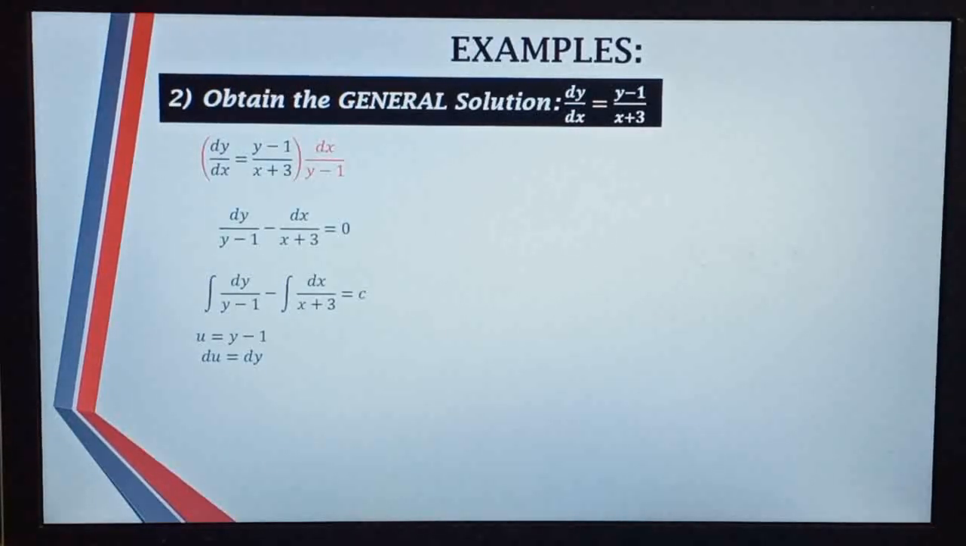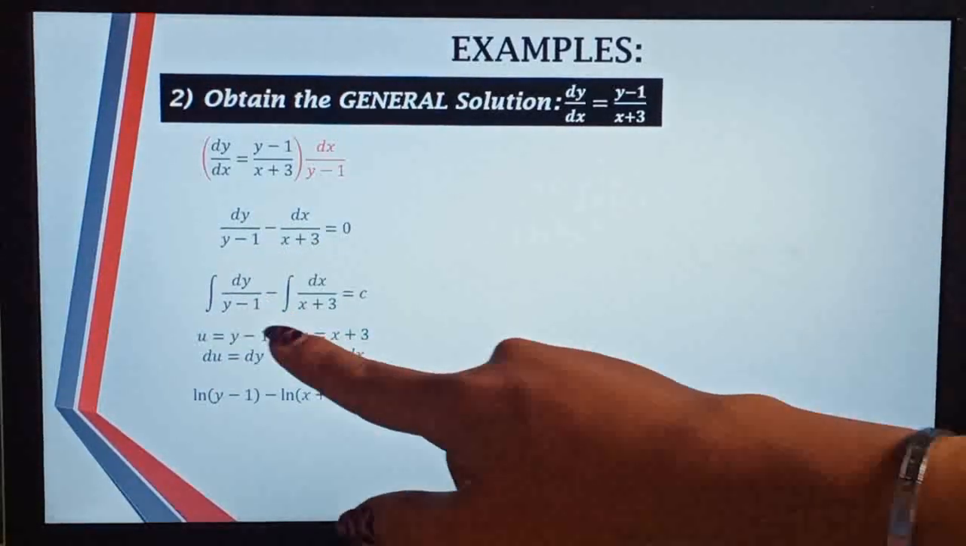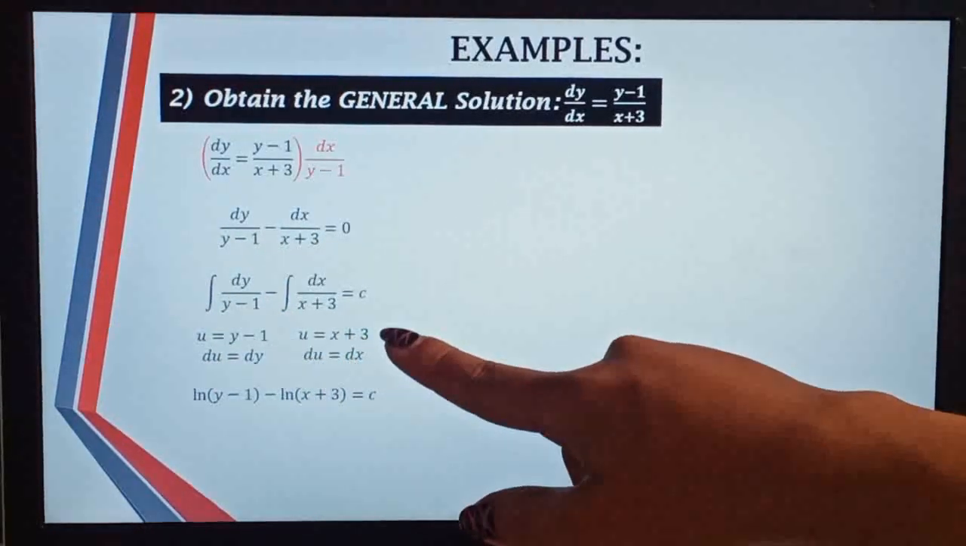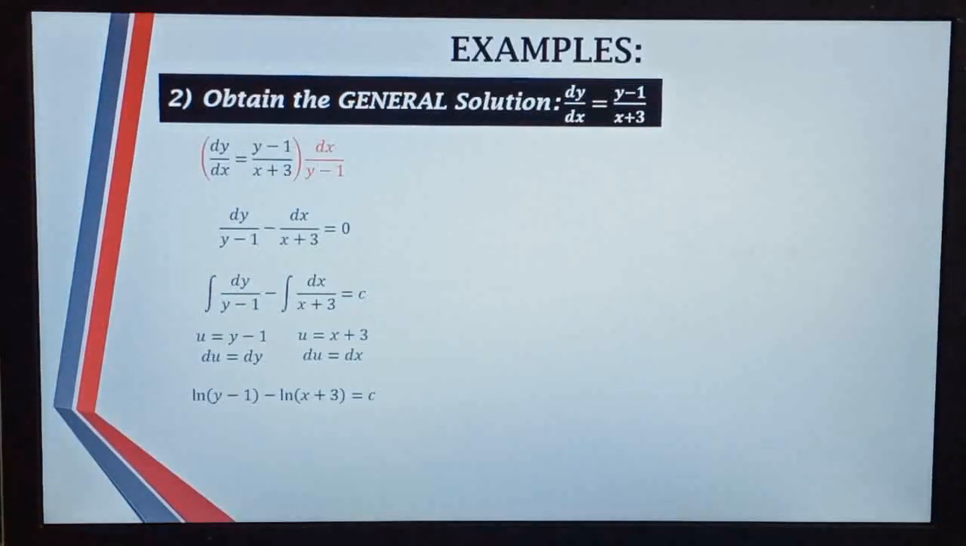Then the derivative of your u is equivalent to dy. Then for the second term, we have to set the u as x plus 3. Then the derivative of your u for the second term is dx. So in that case, kapag ginamit natin to, this will become du over u. Then kapag ginamit natin to, it will also be du over u. So du over u is equivalent to ln of u.